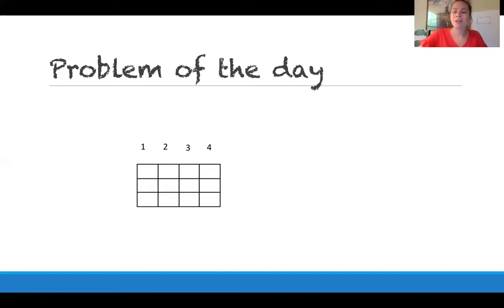So now my next step is to write my repeated addition sentence. So I'm looking at each column and I see that there are 3 squares in each column. So I'm going to add 3 every time in my repeated addition sentence. So I have 3 plus 3 plus 3 plus 3 and 12 total squares.